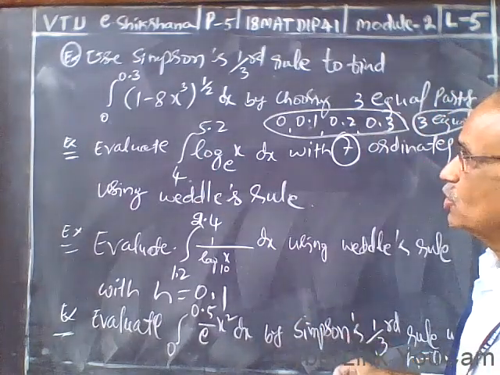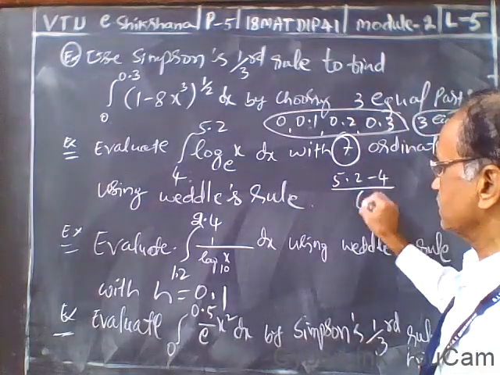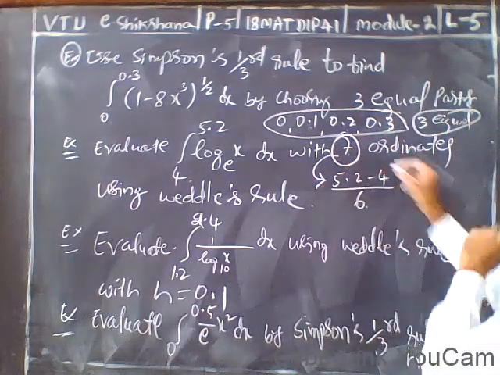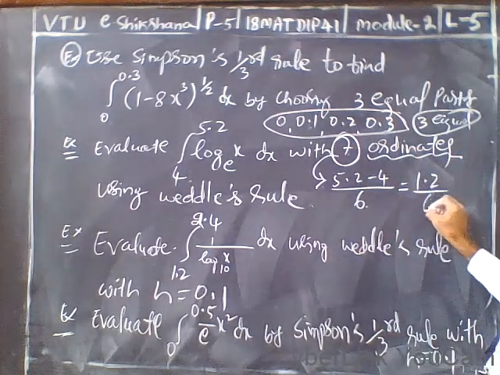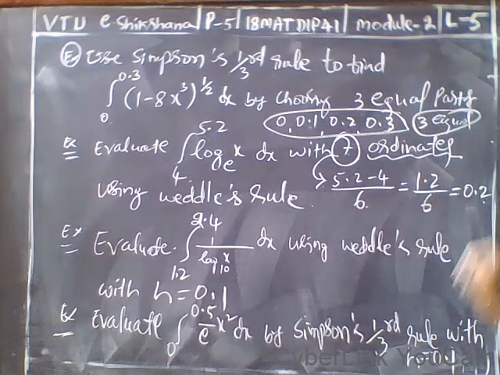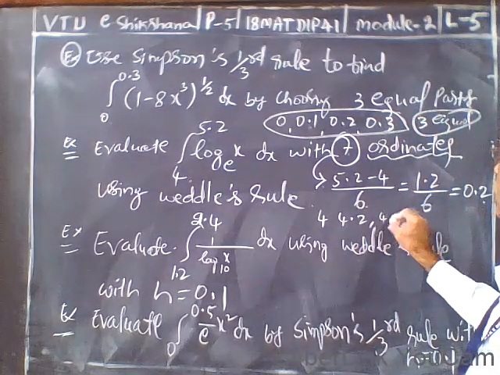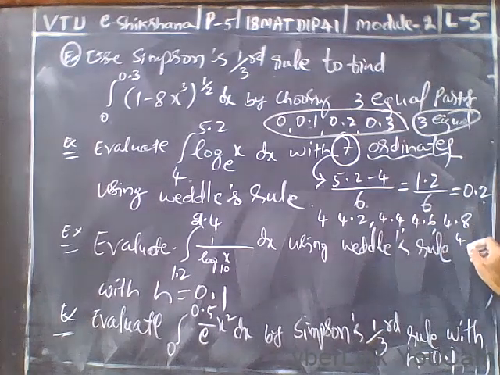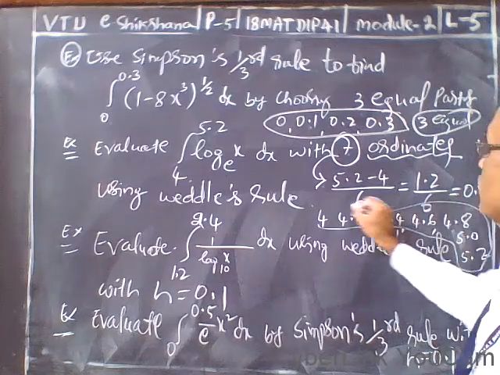From 4 to 5.2, 7 ordinates means 5.2 minus 4 divided by 6 you have to take. That means 7 ordinates will be 6 equal parts. 1.2 divided by 6 is 0.2. Therefore the values are 4, 4.2, 4.4, 4.6, 4.8, 5.0 and 5.2. That is the last number, 5.2. Up to these values you have to consider.